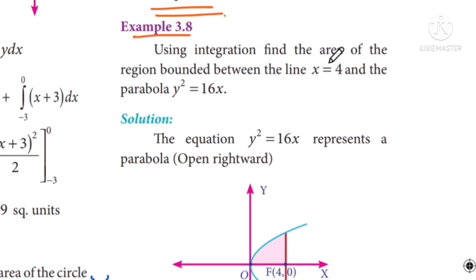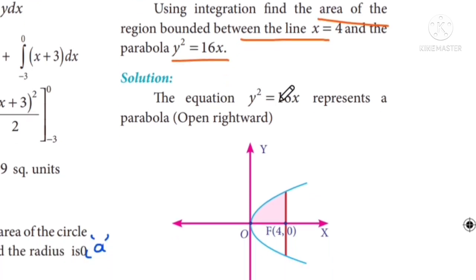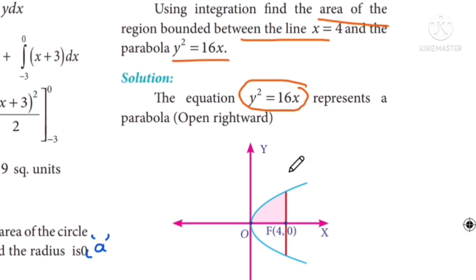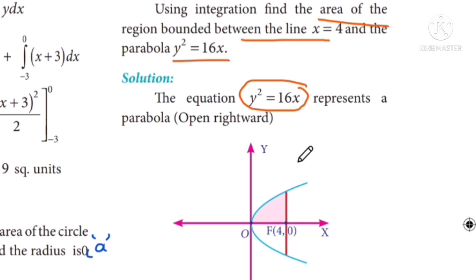Using integration, find the area of the region bounded between the line x is equal to 4 and y square is 16x. Now y square is 16x is a parabola, open right. Whenever you have an even power of y, the curve is open right. Odd power for x and even power for y. Y square is 16x, then the curve is open rightward. So this is the curve.